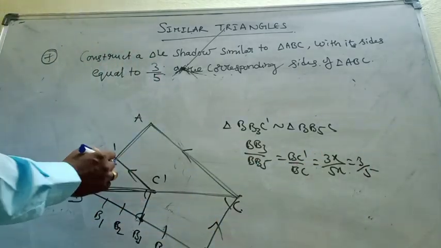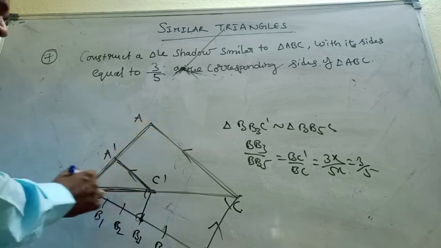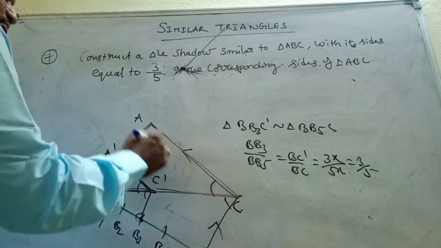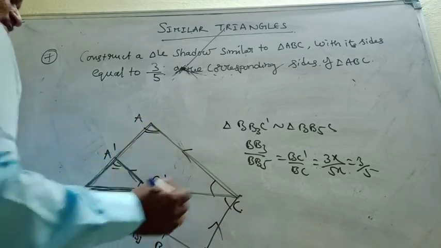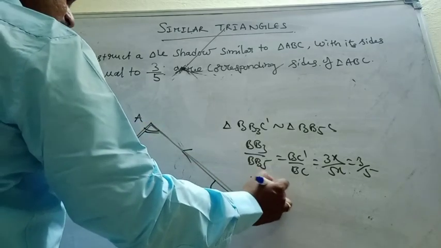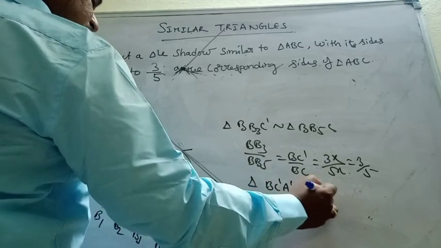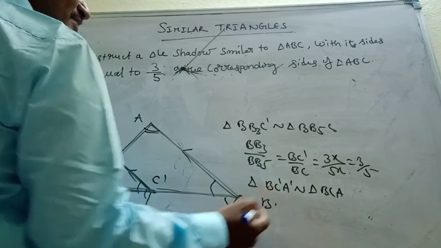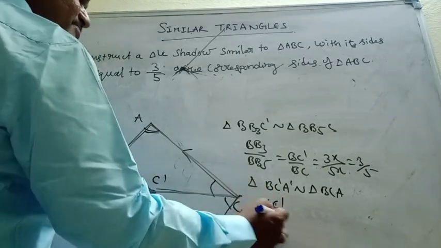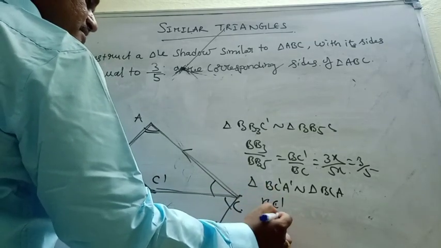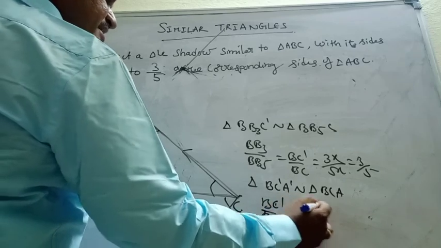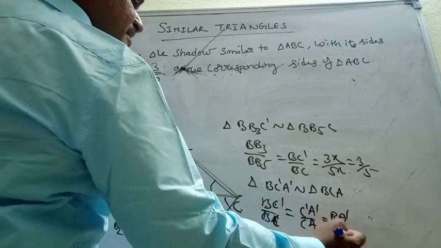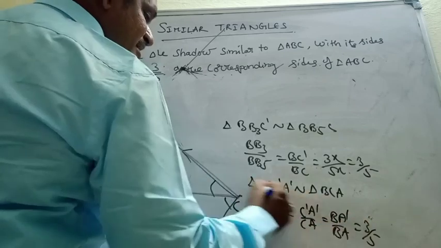Now these two triangles are also similar, right? In the same way, once they are similar, this angle equals this angle, this equals this, and this is one we are having here. Now BC'A' is similar to triangle BCA. Therefore you are getting BC' by BC is equal to C'A' by CA, equal to BA' by BA, that is equal to 3 by 5.